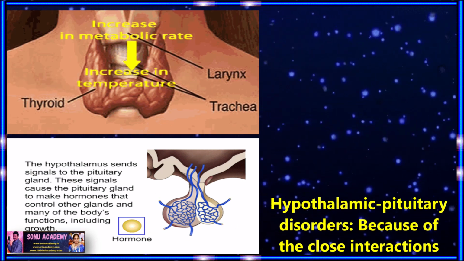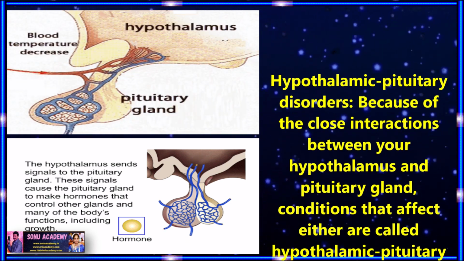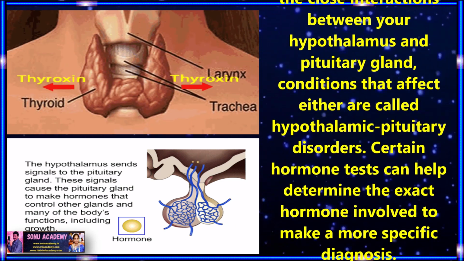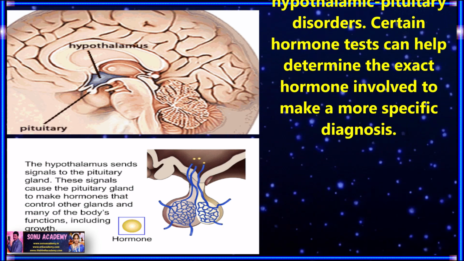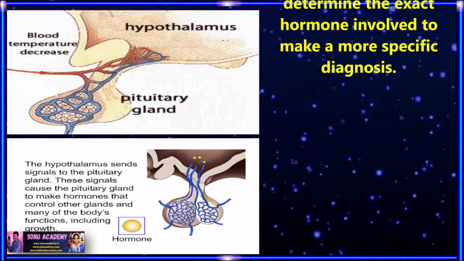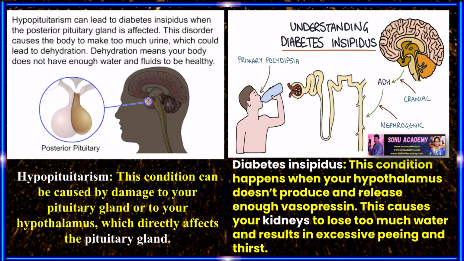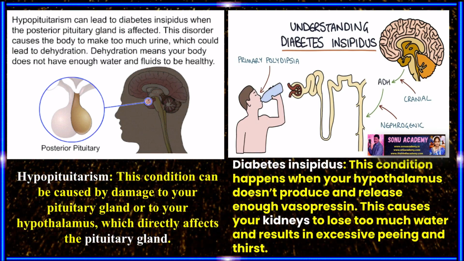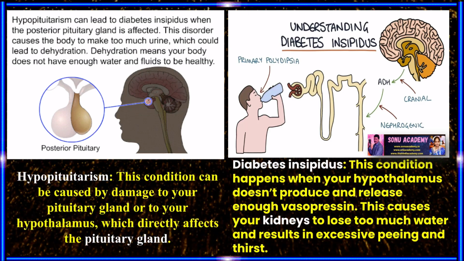Hypothalamic pituitary disorders. Because of close interactions between your hypothalamus and pituitary gland, conditions that affect either are called hypothalamic pituitary disorders. Certain hormone tests can determine the exact hormone involved to make a more accurate diagnosis. For example, hypopituitarism. This condition can be caused by damage to your pituitary gland or to your hypothalamus, which directly affects the pituitary gland.